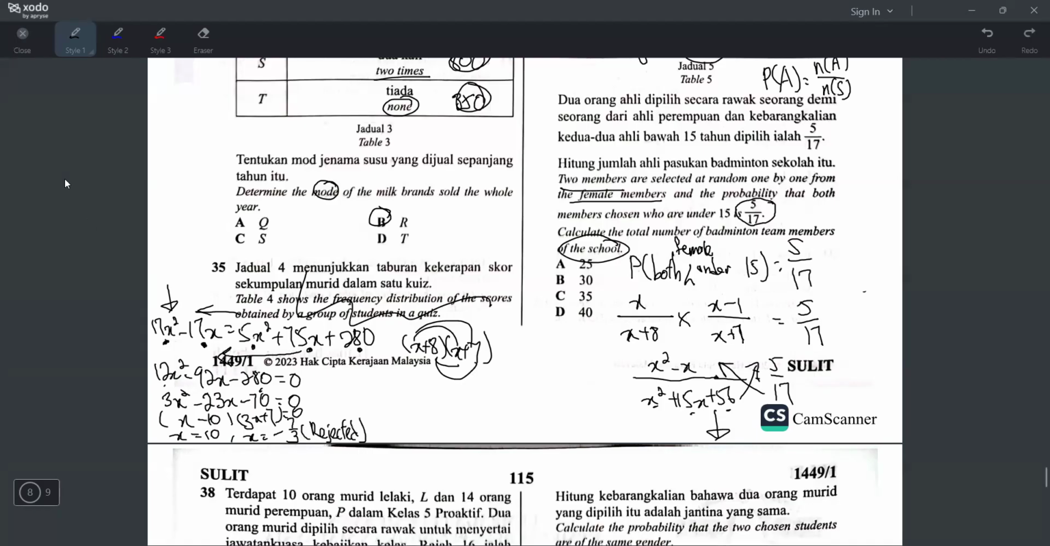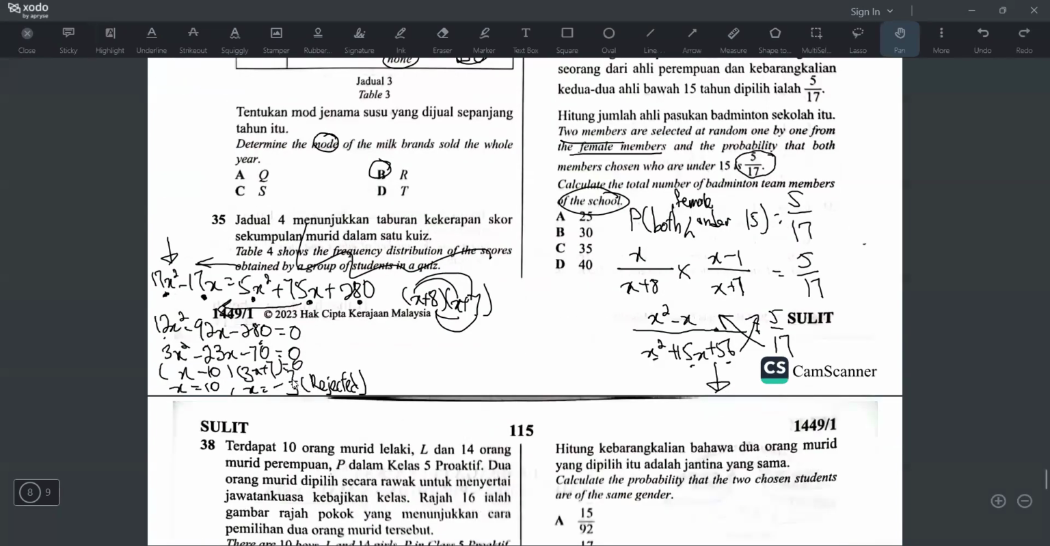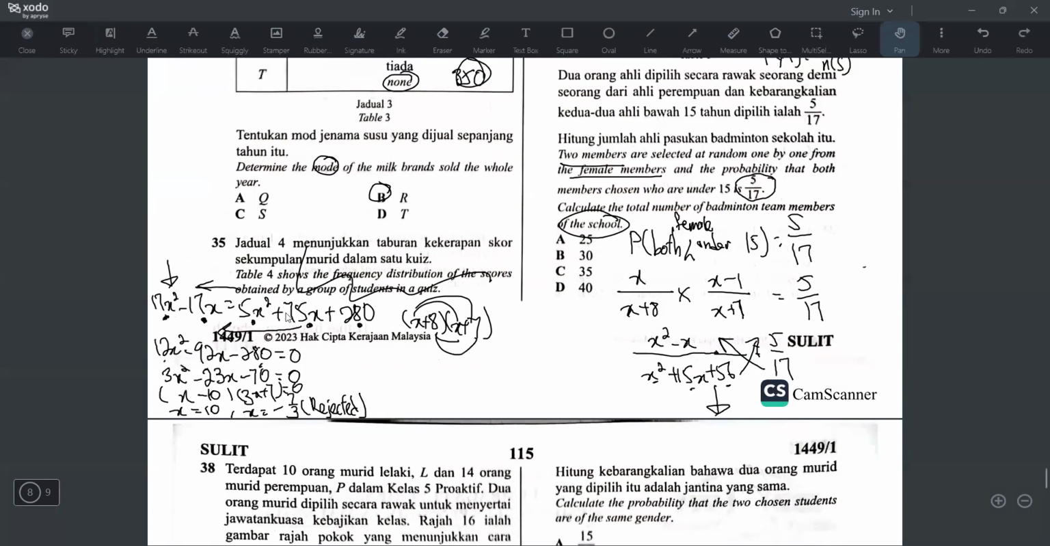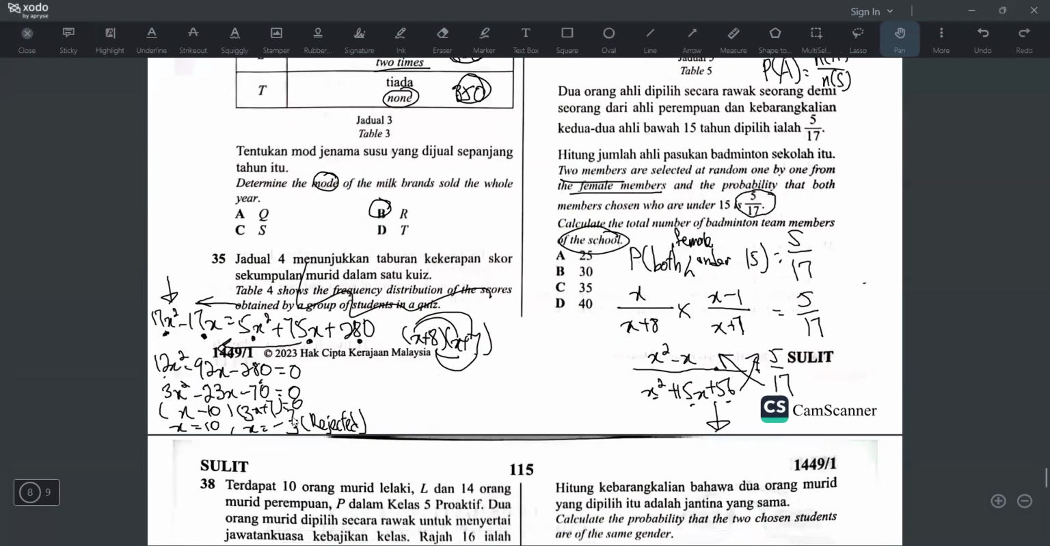Why? Because x adalah bilangan perempuan. Mana boleh bilangan perempuan negatif. And this one is like decimal tau. Dia macam point-point. Jawapan yang 2 point. This is 2.33. So bilangan manusia, bilangan orang tak boleh ada point. So dia tak boleh negatif. So the X answer is 10 lah. Faham kan? Right?